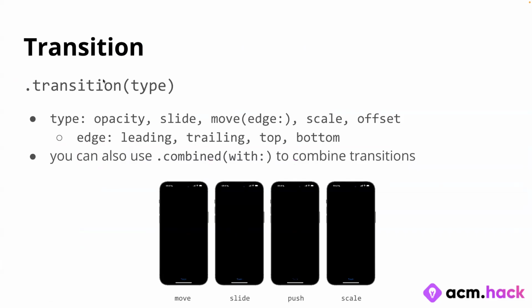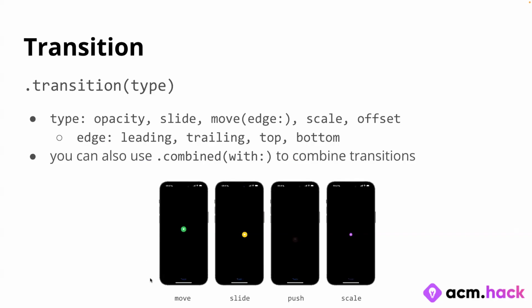You can see the syntax for this is a lot simpler. So it's just dot transition and the type. And there's different types for the transition. So you have stuff like opacity, slide, move. With move, you can specify an edge, and then scale, offset. For the edge, you can specify if you want it to be leading, trailing, top or bottom. And you can also use dot combined with to combine transitions.